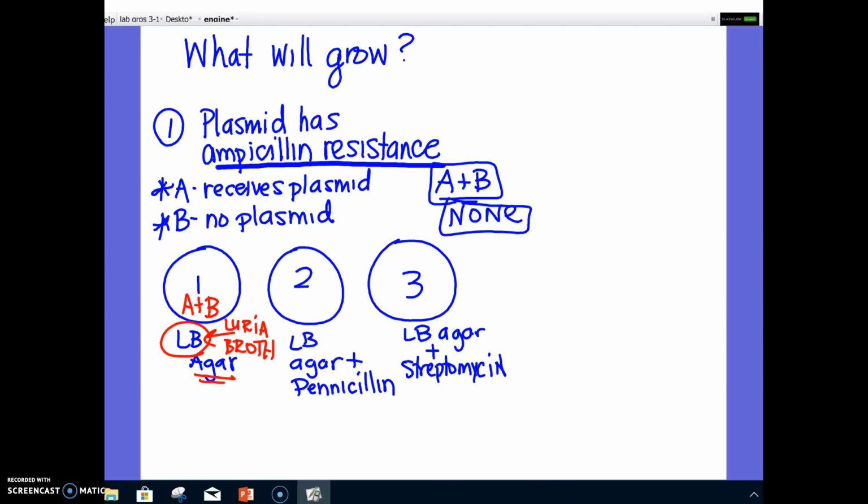Why? Because you're not screening them in any way. If they picked up the plasmid, they'll grow. If they didn't pick up the plasmid, they'll still grow. Everything would be able to grow because you're just basically feeding them.